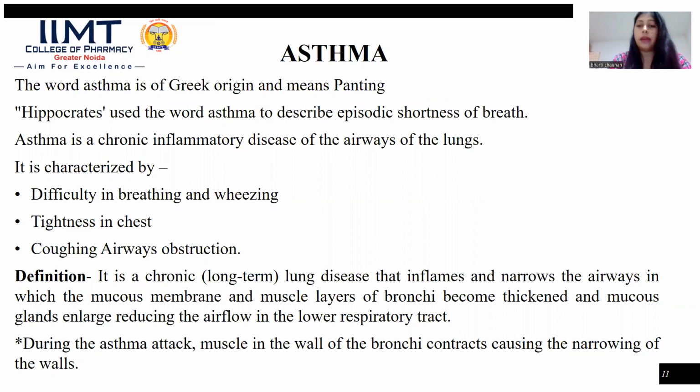Asthma is a chronic inflammatory disease of the airway of the lungs. It is characterized by difficulty in breathing, wheezing, tightness in chest, coughing, airway obstruction. So if we talk about the definition of asthma, it is a chronic long-term lung disease that inflames and narrows the airway, in which the mucous membrane and muscle layer of bronchi become thickened and mucus glands enlarged, reducing the airflow in the lower respiratory tract.